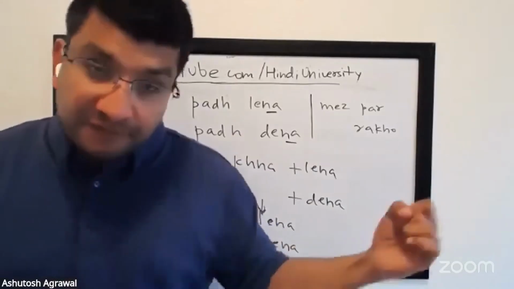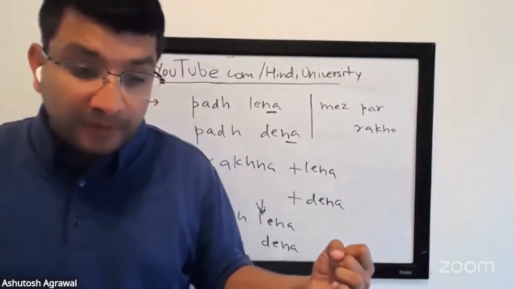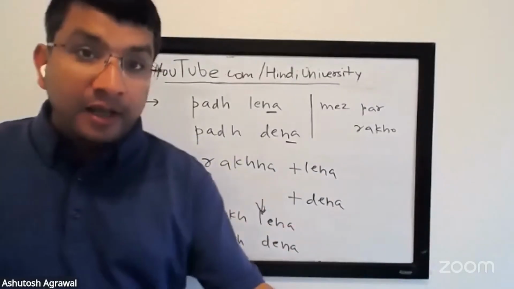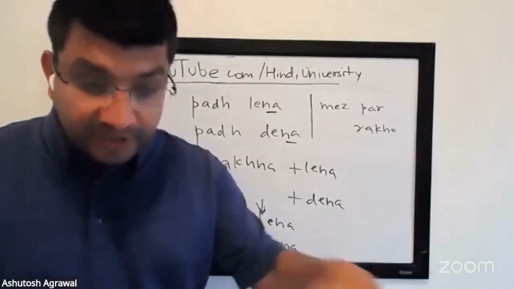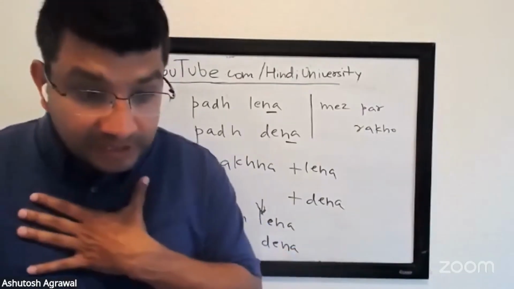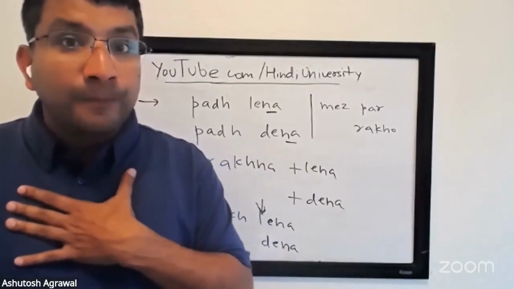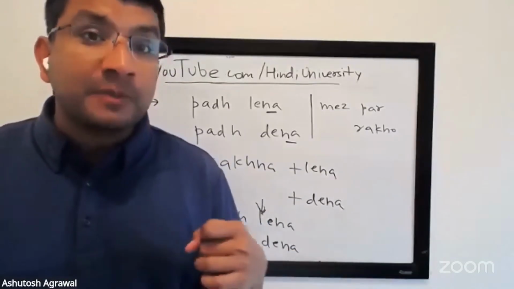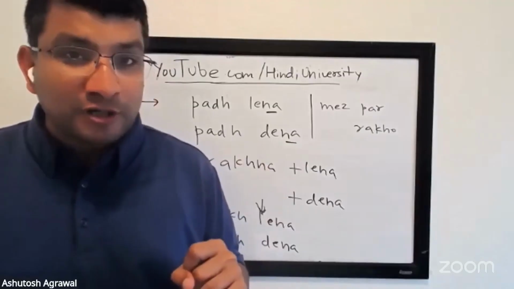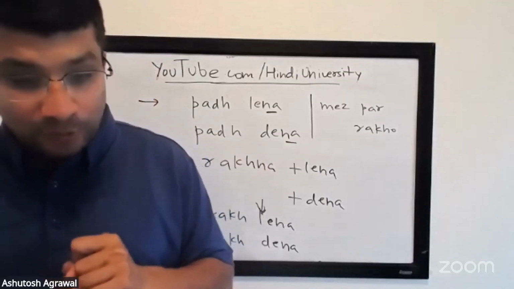Dena is for everyone else. Rakhna is to place. Rakh lena is for me, to put it there for me. Put the book on the desk for me. Put the coffee on the desk for me. Somebody made a coffee for you, and you want to give an instruction: rakh lo or rakh do.